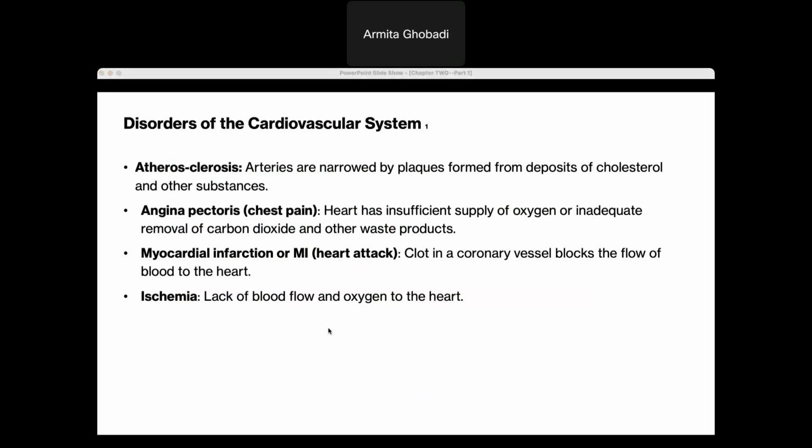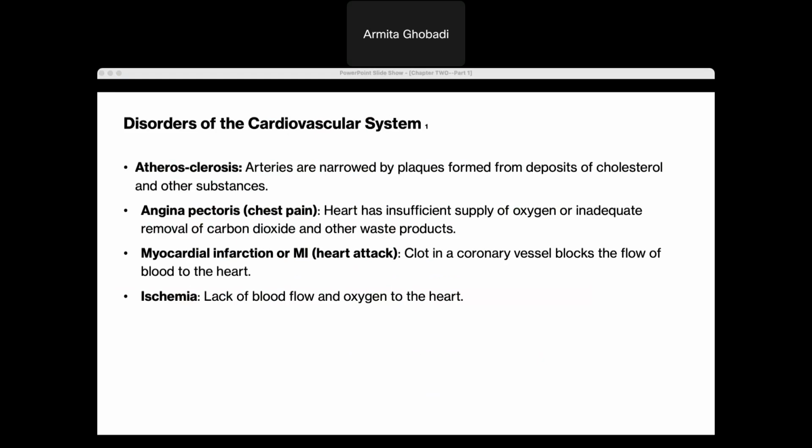But atherosclerosis itself cannot directly cause a heart attack. It's just very relevant to heart attack. The second one is angina pectoris, or chest pain. It is very common and it is a warning sign for your heart. It basically happens when your heart doesn't get enough oxygen-rich blood, usually because of blocked blood vessels or narrow arteries caused by plaque.